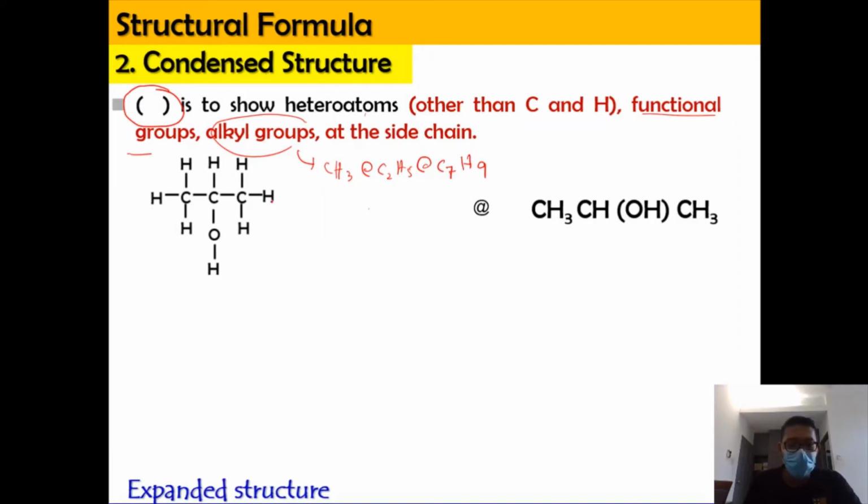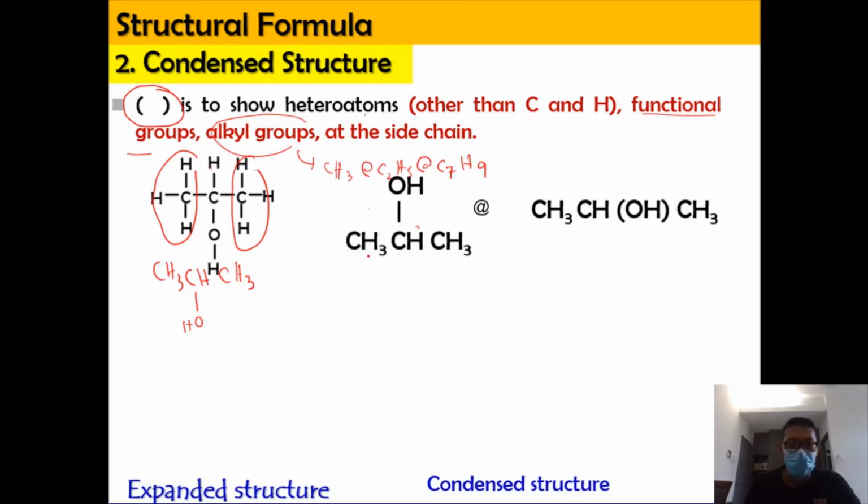Now we have the expanded structure here, and we want to write it in terms of the condensed structure. So what we have here is CH3, and here we have CH and OH. So we can put it as CH, and the OH here we can put out, and then the balance here we put as CH3. Okay, so CH3, CH, OH, and CH3.